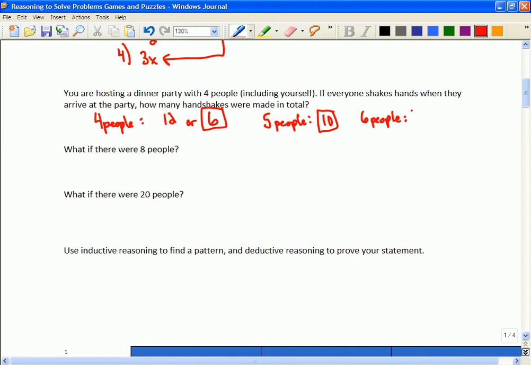Okay, how about, let me just think in my head first before I tell you. Okay, I got it. So how many handshakes are there with 6 people? 15 is correct.